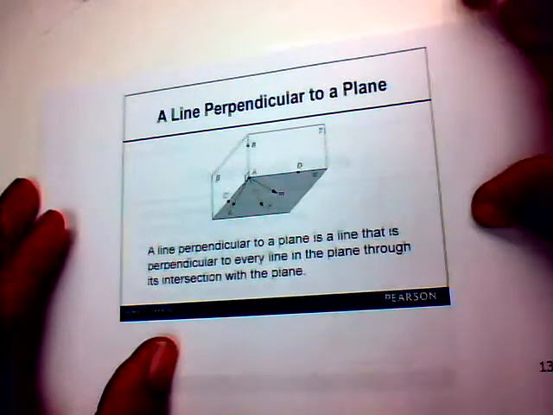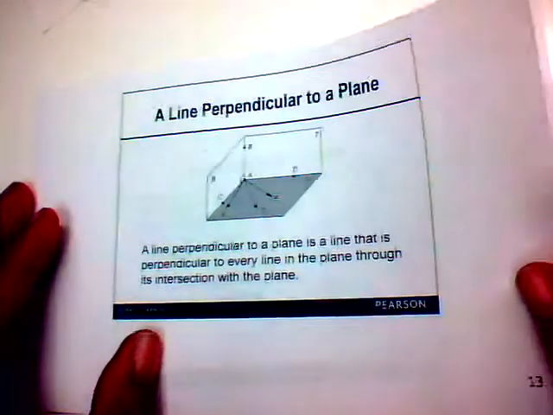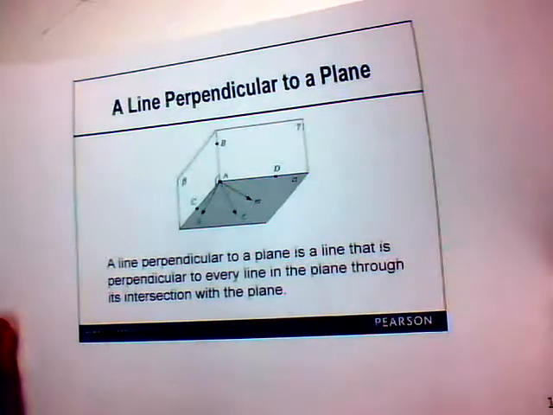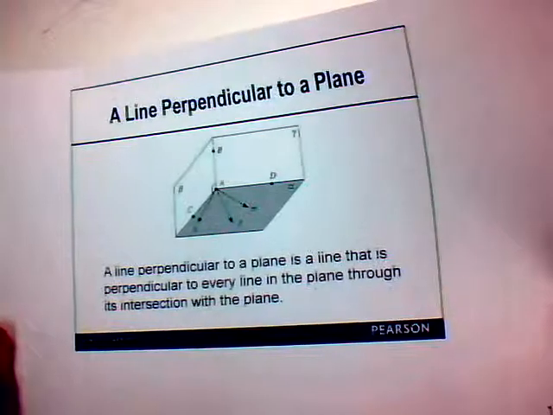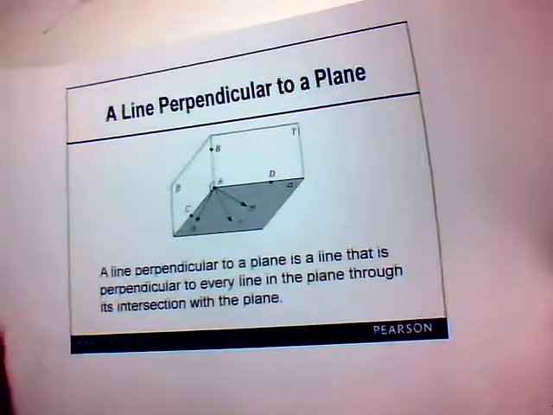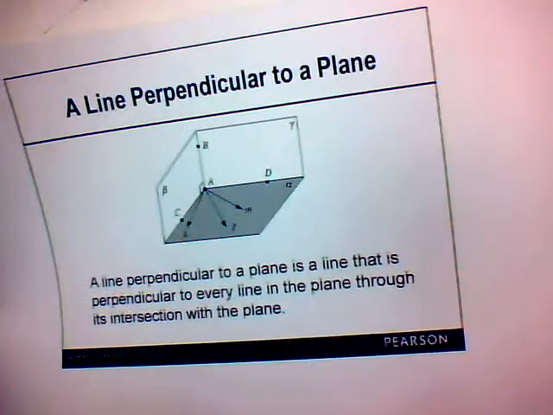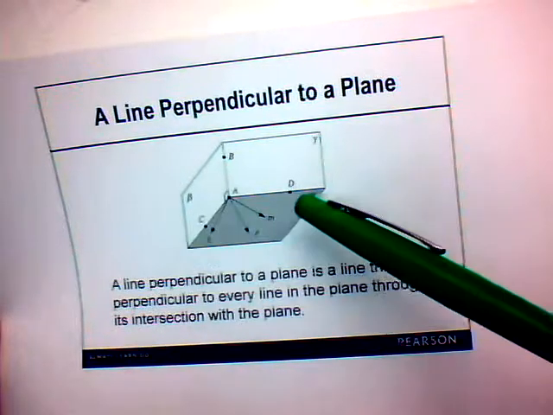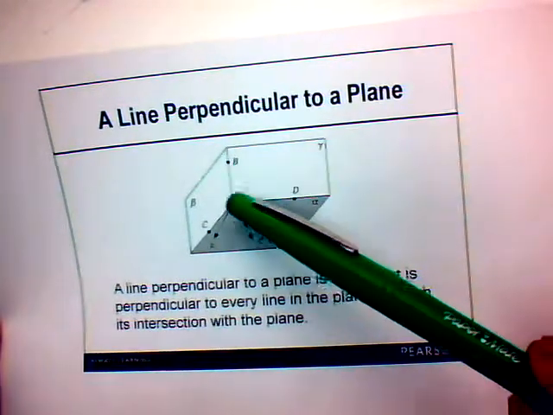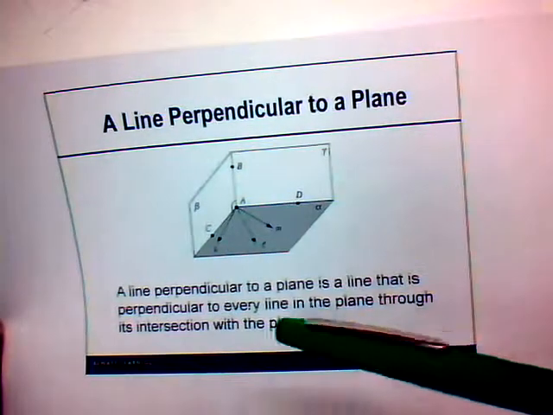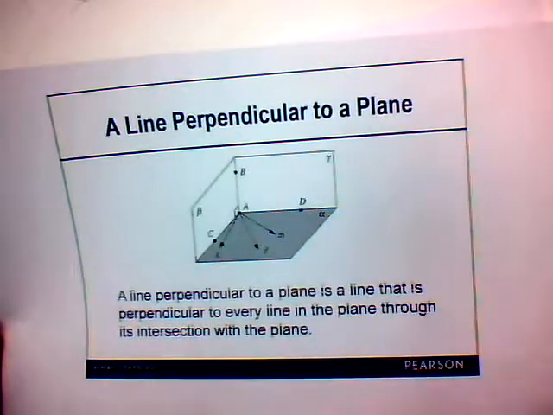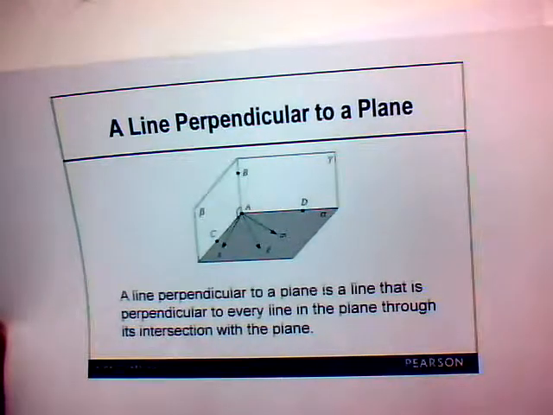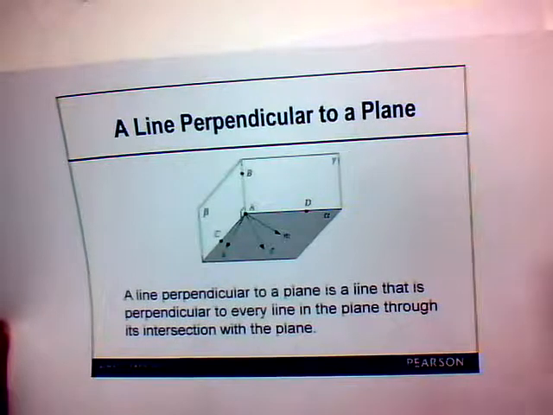Okay, now let's look at a line perpendicular to a plane. Let's say we have a line and a plane. A line perpendicular to a plane is a line that is perpendicular to every line in the plane through its intersection with that plane. Okay, so here's what a plane looks like here at the bottom. And let's say that AB is perpendicular to that plane. Okay, if that's perpendicular to the plane, then that means it's going to be perpendicular to every line in the plane through that intersection with that plane.